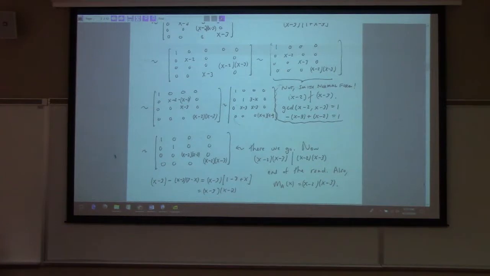So anytime you get to a diagonal matrix where you have the divisibility down the diagonal, that will be unique? That will be unique up to associates, yeah. But yeah, that's the Smith normal form.